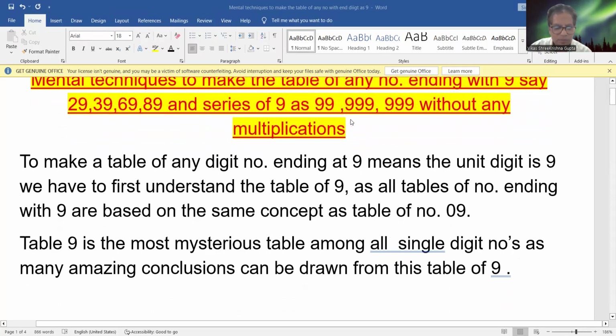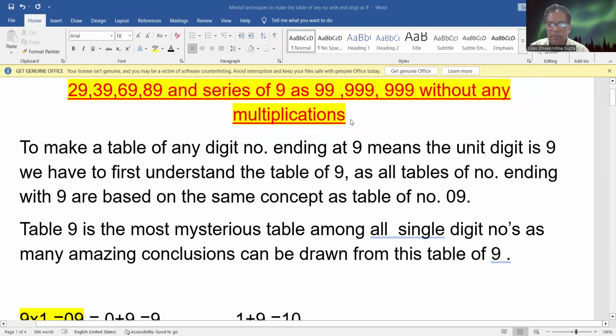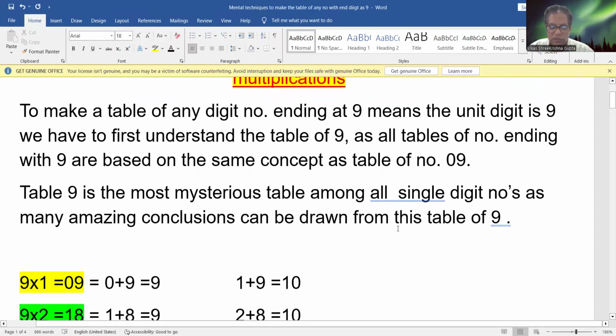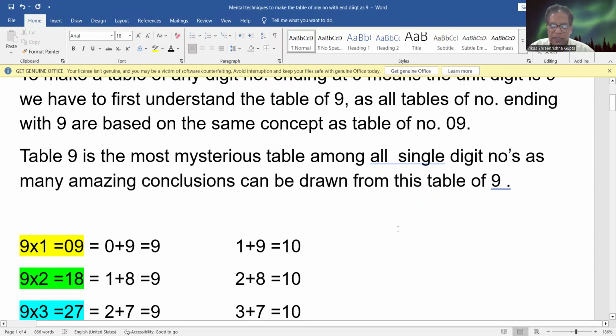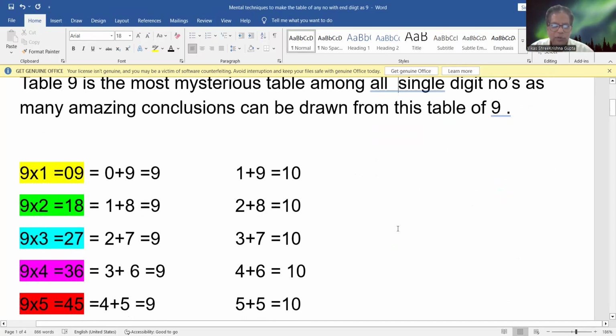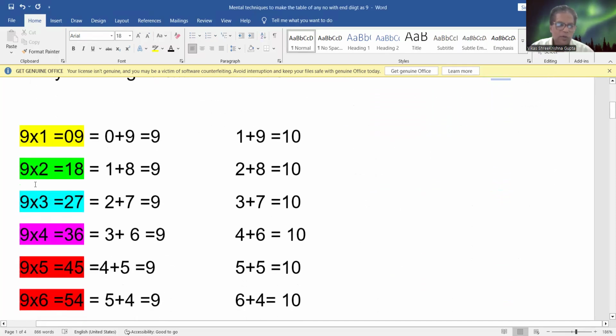Now, to make the table of any number ending with 9, we have to first understand the table of 9. The table of 9 is one of the most mysterious tables among all single digit numbers. Now, why I'm saying so, because I will show you practically what are the mysteries hidden in the table of 9.